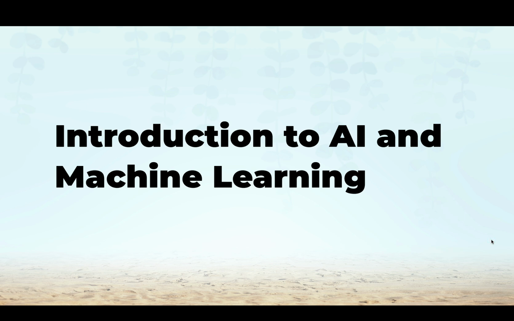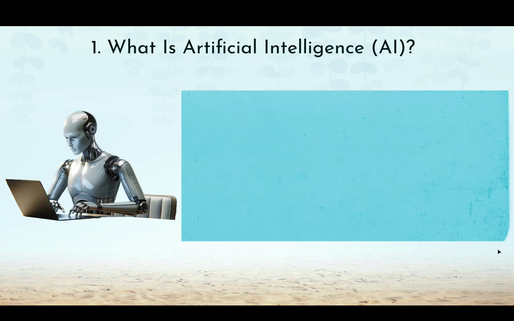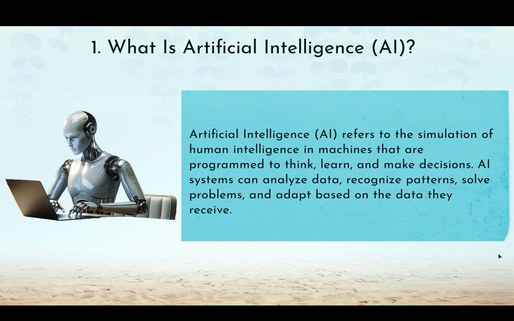1. What is artificial intelligence AI? Artificial intelligence AI is the field of computer science that focuses on creating machines capable of simulating human intelligence. These machines are programmed to think, learn, and make decisions in ways that mimic human cognitive processes. AI systems can analyze vast amounts of data, identify patterns, and make predictions or decisions based on the data they receive. Over time, they can improve their performance through learning algorithms, becoming more accurate and efficient in solving complex problems.